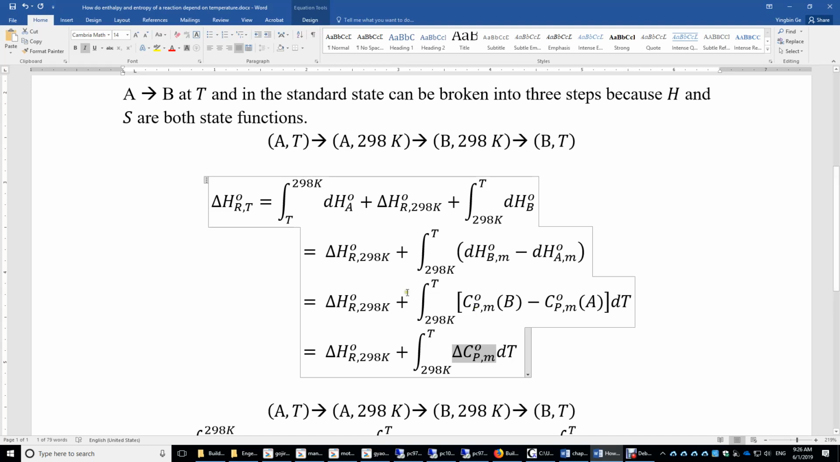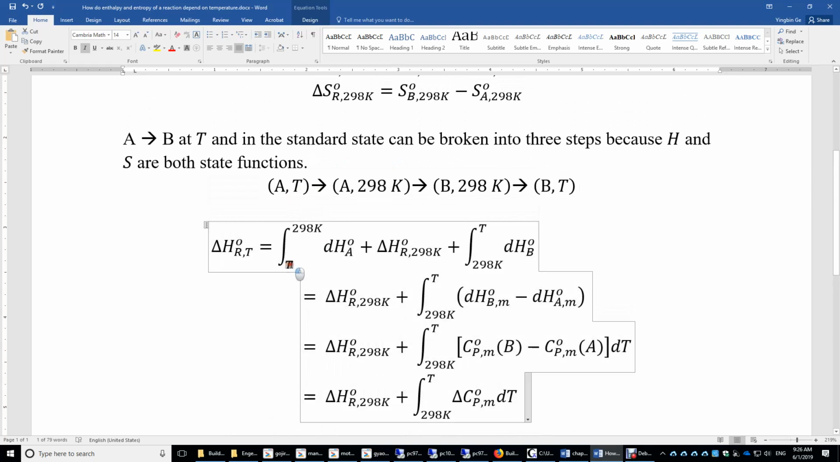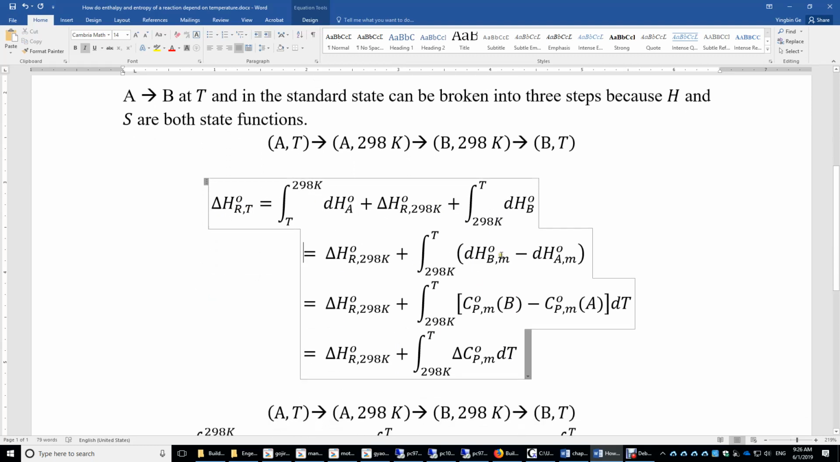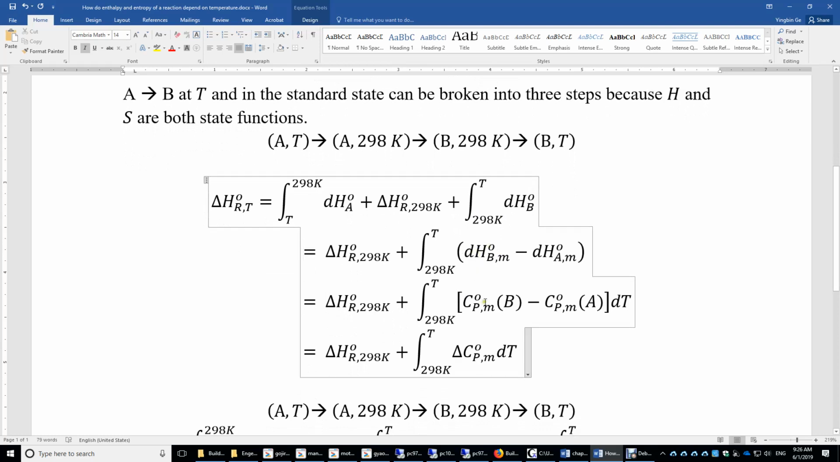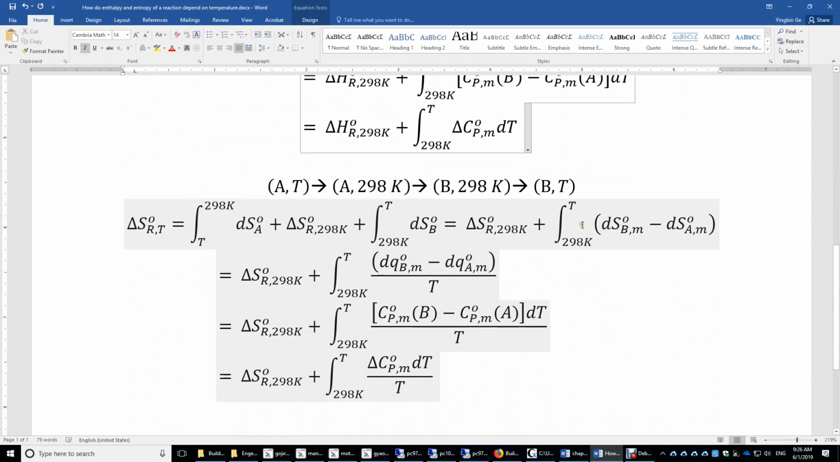And also, we do not have to compare target temperature with room temperature. We can just simply do this from T1 to T2. We can compute the standard enthalpy of reaction at temperature 2 given the standard enthalpy of the reaction at temperature 1. So it can be more general. And also, it does not even have to be the standard state. As long as the pressure is constant, we can always say dH equals Cp dT. We can always say this dS equals dq over T in the isobaric process.